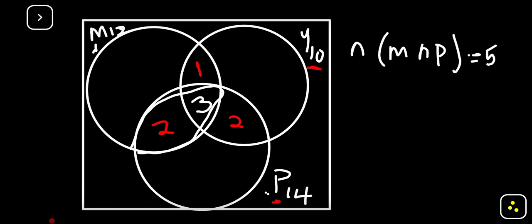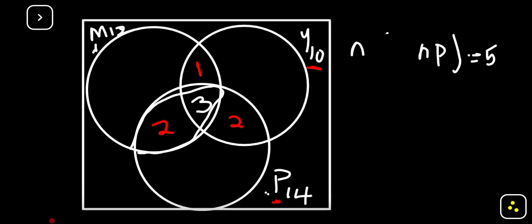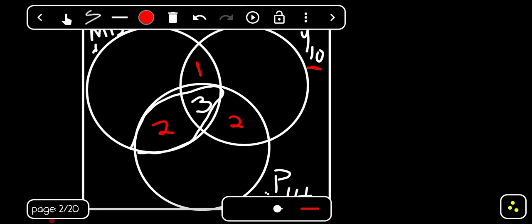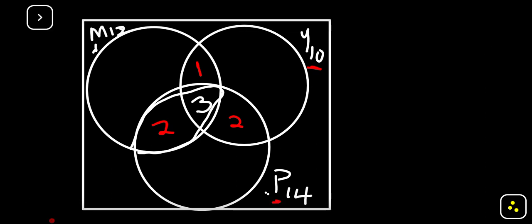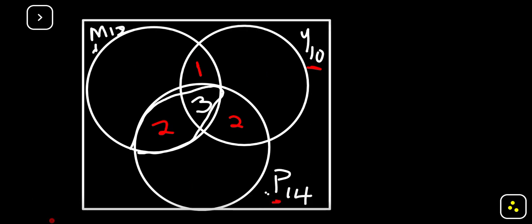We've put in all the values we need for the Venn diagram from the question though. What is next? Remember that we're looking for the total number of people that sell maize, yam, and plantain. For us to do that, we need to know everything in this Venn diagram. We need to know what is here, here, and here. So for us to do that, I'm going to show you what to do.